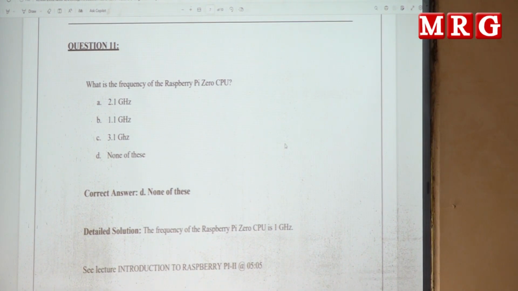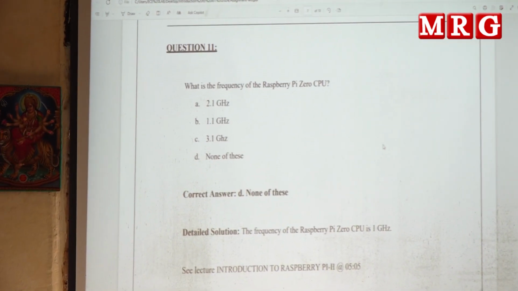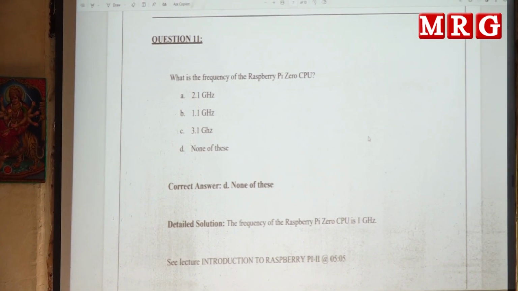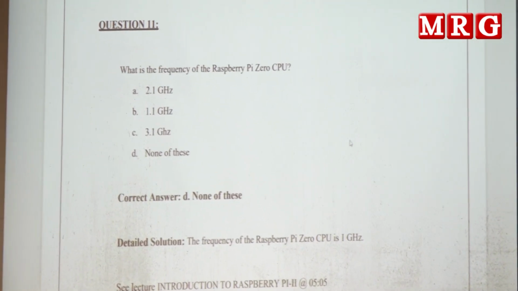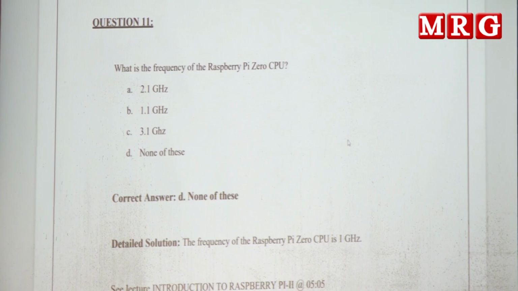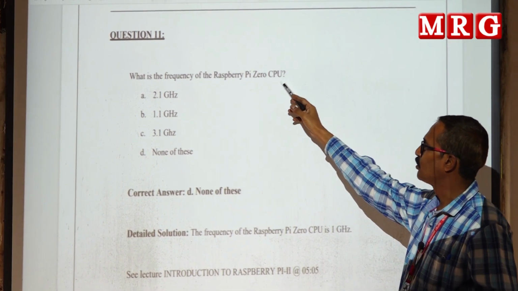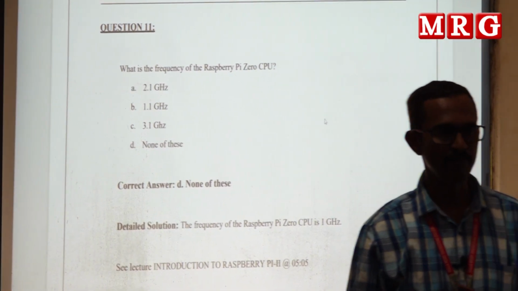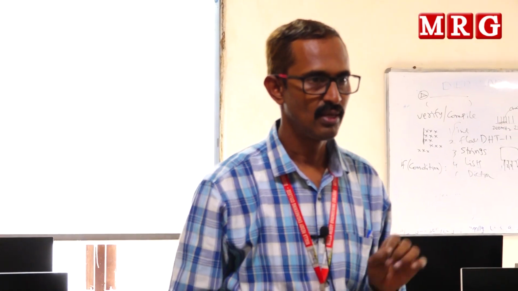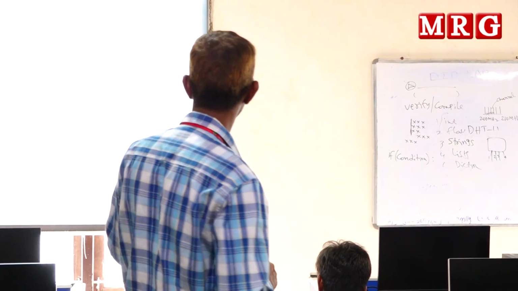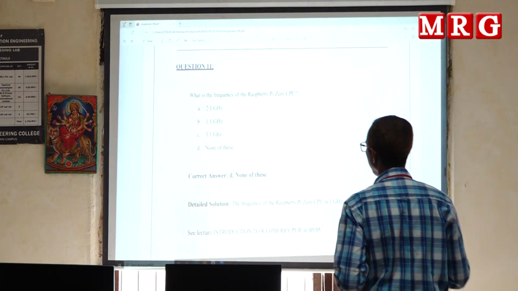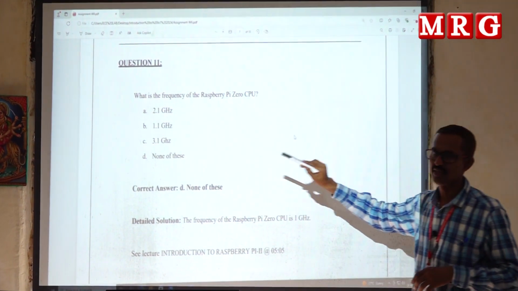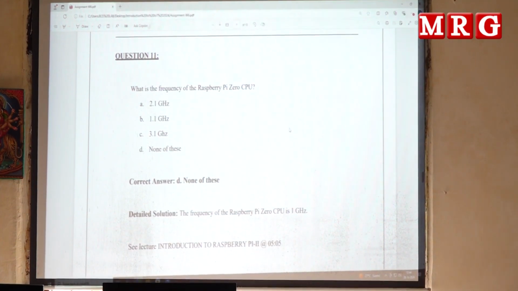What is the frequency used in Raspberry Pi? One gigahertz. It's the CPU clock speed, because every microcontroller or every processor has a clock. It will operate at the specified clock frequency. So that clock is one gigahertz. Is it there here? Yeah, different values are given. So the answer is none. Next question.